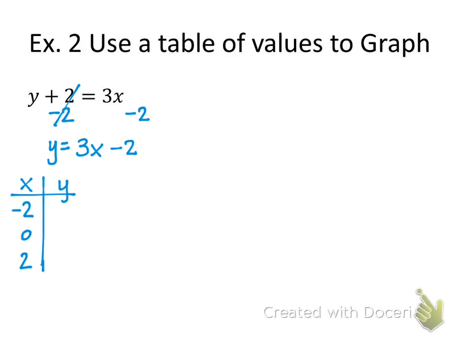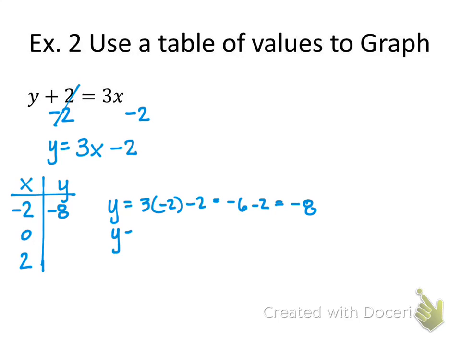So I'm going to have y equals 3 times negative 2 minus 2. Well, 3 times negative 2 is negative 6 minus 2. Same signs, add and keep, so I get negative 8 as my y value. So I plug that in.